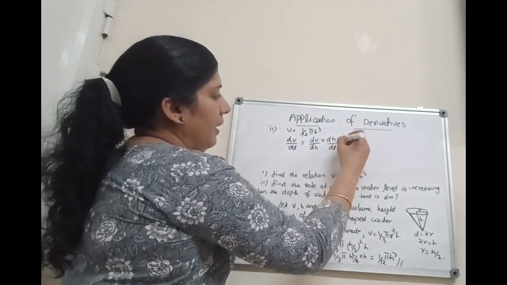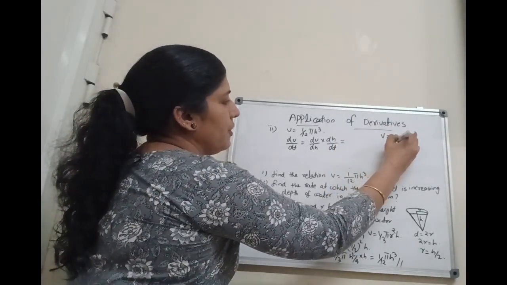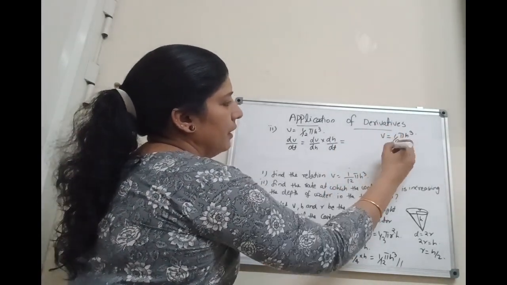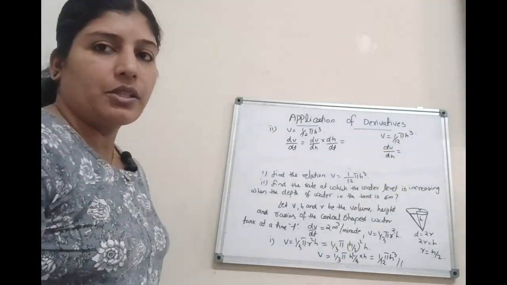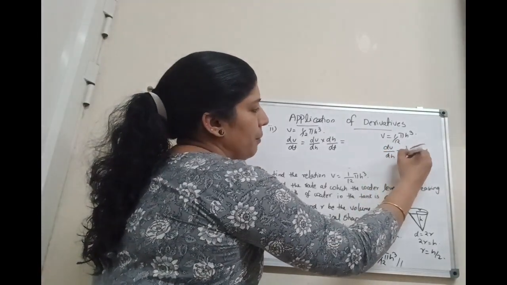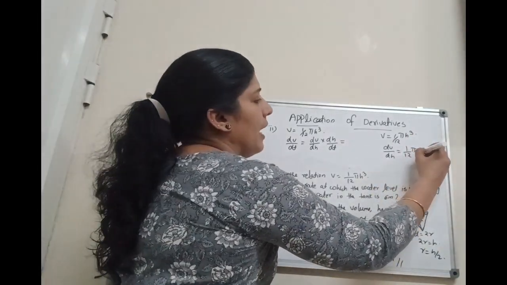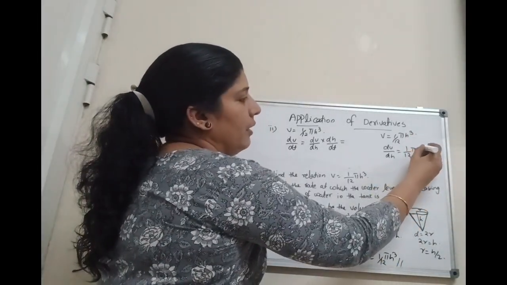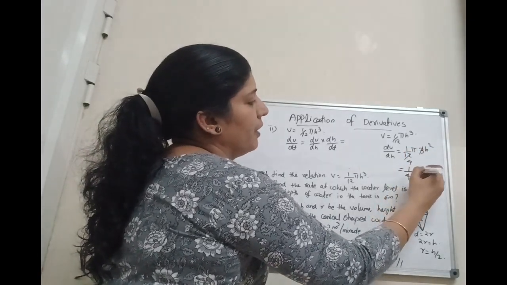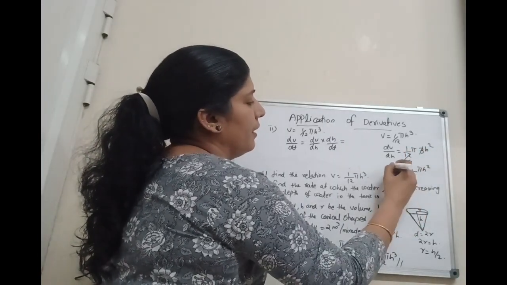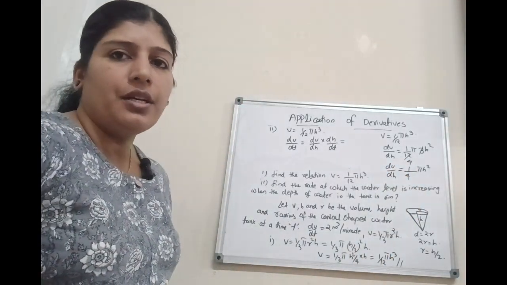Now here V equal to what? V equal to 1 by 12 pi h cube. Therefore dV by dh equal to 1 by 12 pi, that is constant, so take it outside, 1 by 12 pi d by dh of h cube, that is 3 h square. Now 4 3s are 12, so that is equal to 1 by 4 pi h square. Therefore dV by dh equal to 1 by 4 pi h square.